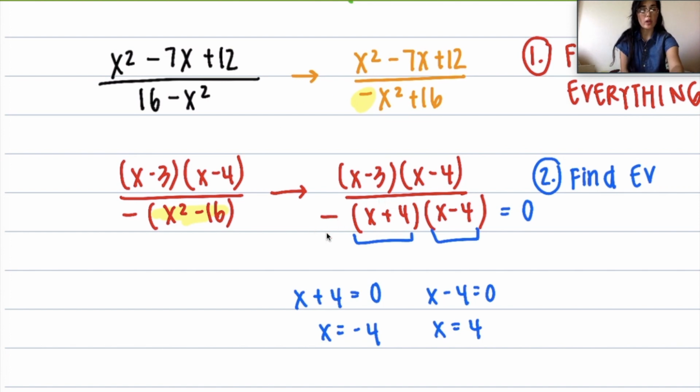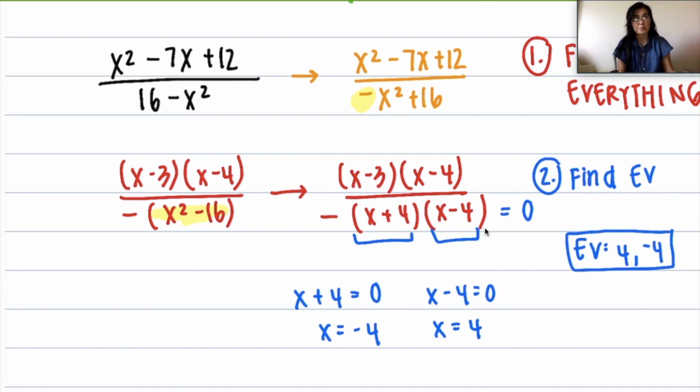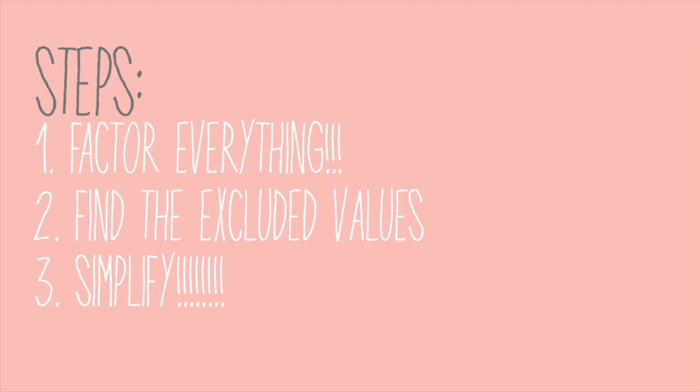Notice that I didn't do anything with this negative here because there's no variable on it. There's nothing to solve for. Again, you're just solving for where x is. So here we can already say that the excluded values are going to be 4 and negative 4. All right, so we already solved part of our problem. Now the last thing is to simplify.